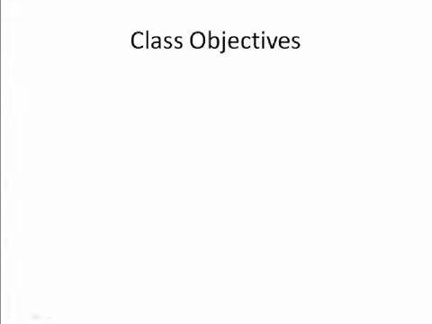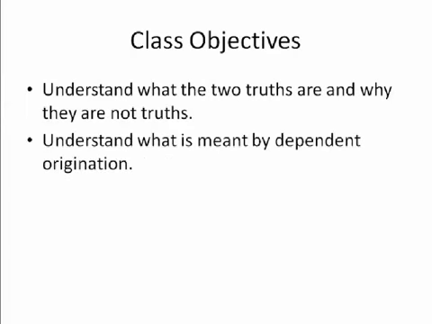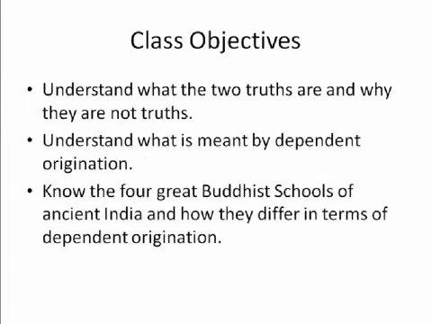In this class, we're going to begin our discussion of the third principal path, which is correct view. At the end of this class, you will understand what the 2 truths are and why they are not truths. You'll understand what is meant by dependent origination. You'll know the 4 great Buddhist schools of ancient India and how they differ in terms of dependent origination, and you'll be able to describe no self.